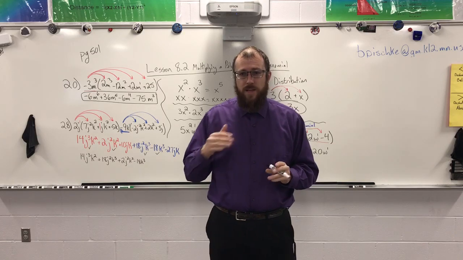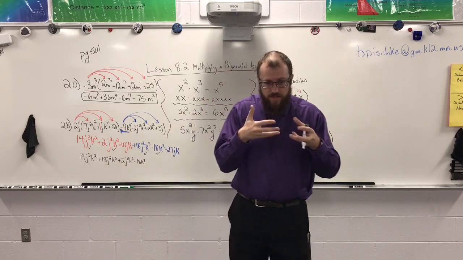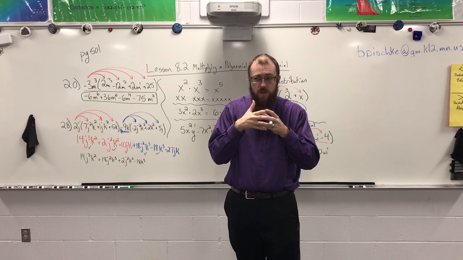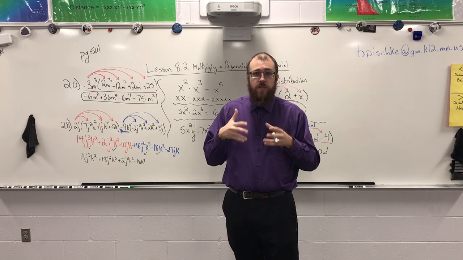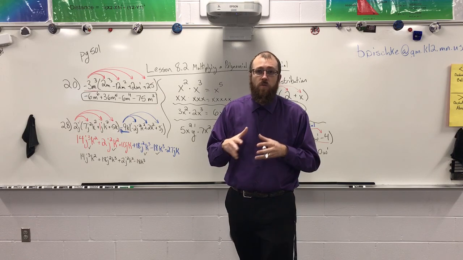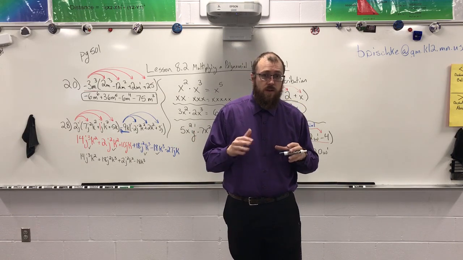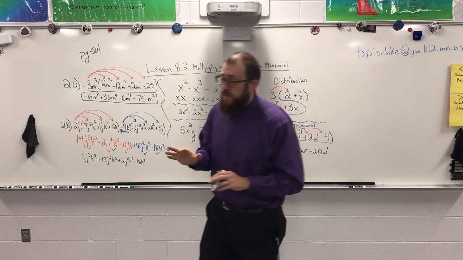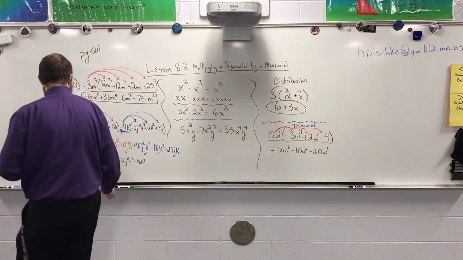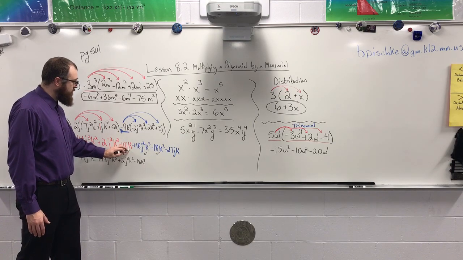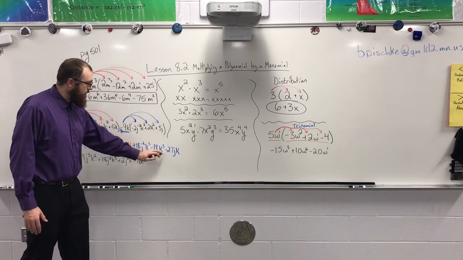A lot of people like to try to combine all this stuff together to make it as small as possible right now, and that just isn't possible with what we currently have. It can't shrink up anymore. Nothing is going together like that, except these next two. This 10jk and this negative 27jk are like terms.